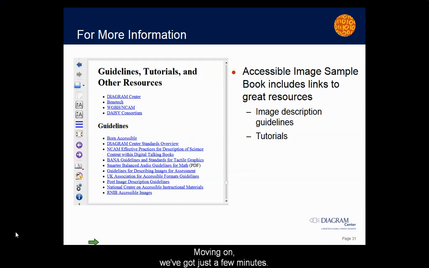Okay, thanks. Moving on, we've got just a few minutes. Somebody's asking, does MathJax work with IE11? Yes, it does. MathJax being a JavaScript library which is called externally from the browser, sort of like a style sheet, will work in just about any popular browser.